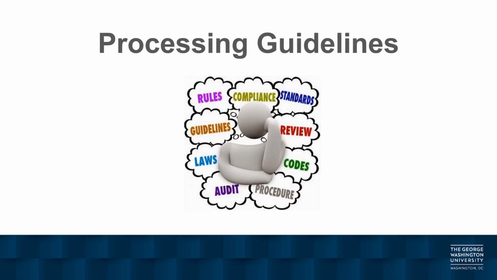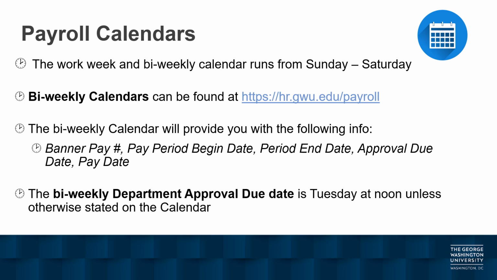Processing guidelines. Payroll calendars. The work week and biweekly calendar runs from Sunday to Saturday. Biweekly calendars can be found at https://hr.gwu.edu/payroll. The biweekly calendar will provide you with the following info: banner pay number, pay period begin date, period end date, approval due date, and pay date. The biweekly department approval due date is Tuesday at noon unless otherwise stated on the calendar.